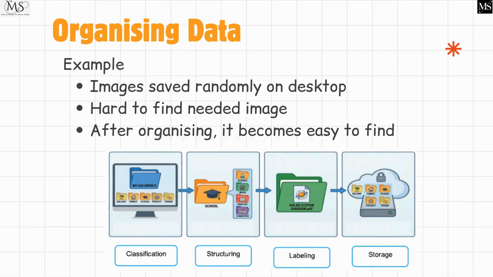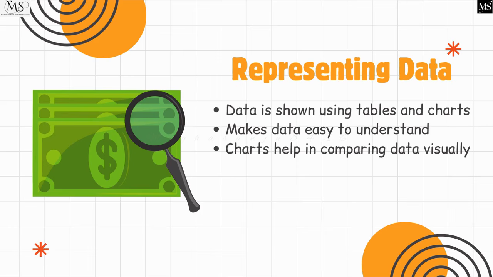Organizing data. Example. Images saved randomly on desktop. Hard to find needed image. After organizing, it becomes easy to find. Representing data. Data is shown using tables and charts. Makes data easy to understand. Charts help in comparing data visually.